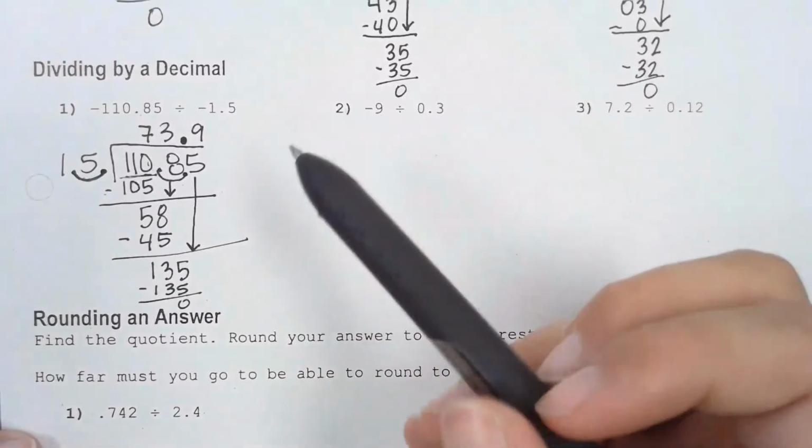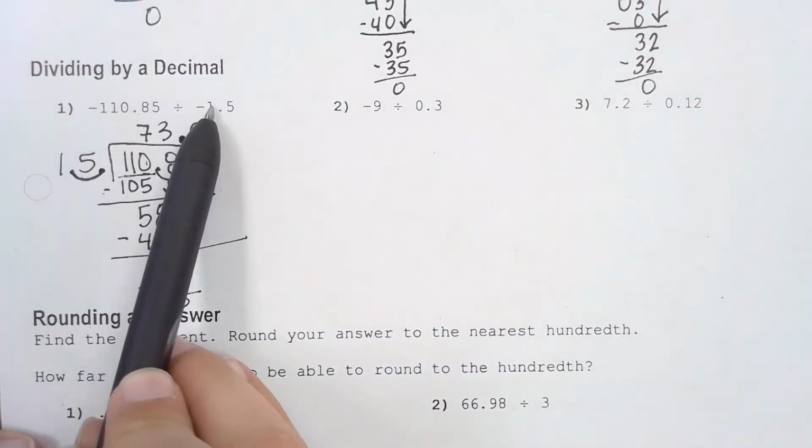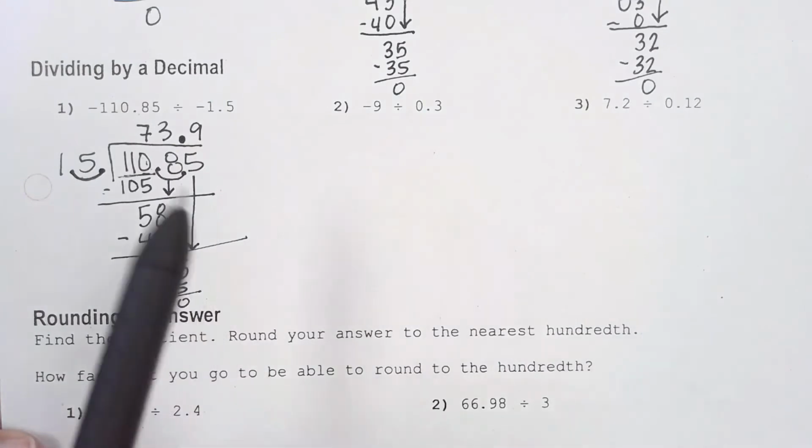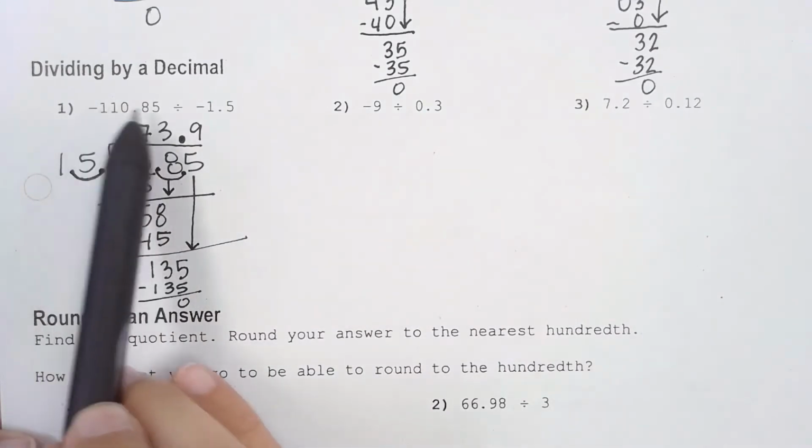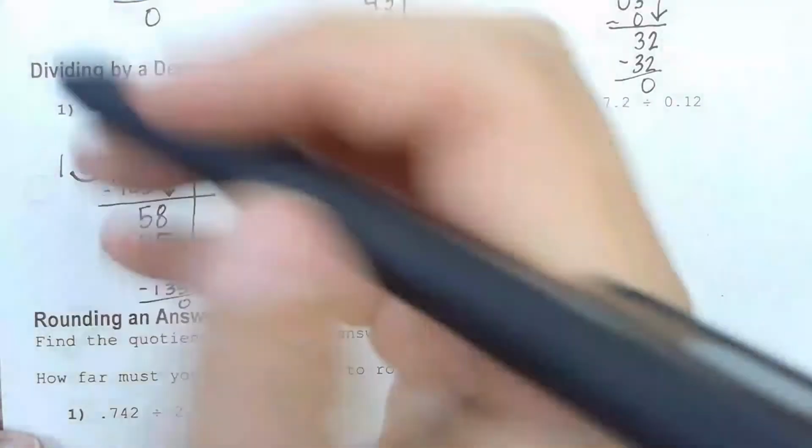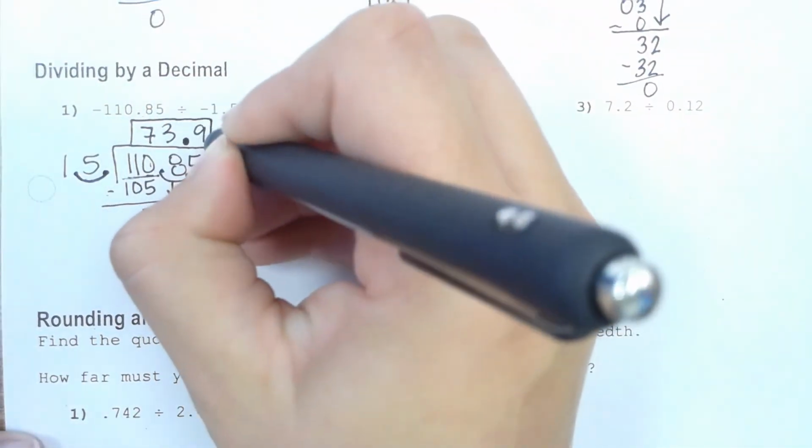All right, so once you get your answer, go back and look at your negatives to see if your answer is going to be negative or positive. Here we had a negative divided by a negative, and a negative divided by a negative is going to give us a positive.